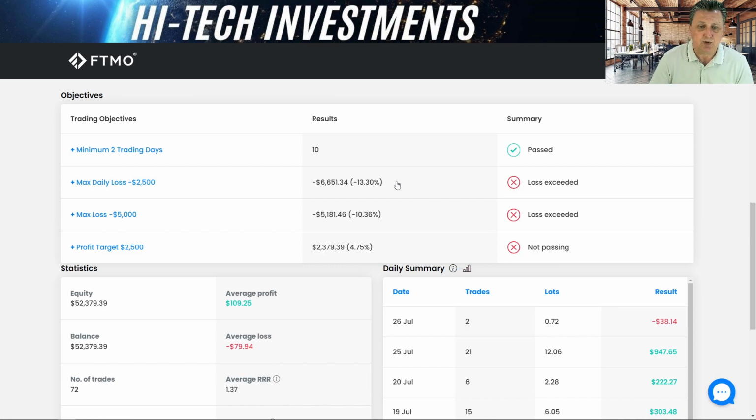Also the max loss was 5,000, and we ended up just above that, 5,181 or 10.36%. So loss exceeded here, and then the profit target didn't pass. As you can see here, we came close. The whole idea was about 2,500 or 5%, and again, we were a bit short. This particular account was actually set up with a slightly higher factor, about 1.2 instead of 1-to-1, and yet we didn't reach the profit target.